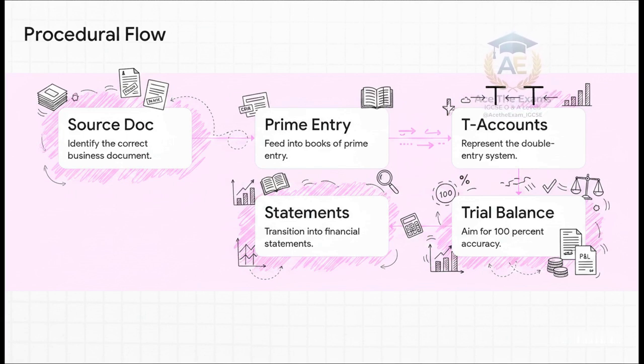It always begins with identifying the correct source document, like an invoice, a credit note, or maybe a bank statement. That document feeds into the books of prime entry, which then populates your ledger accounts. From there, it flows into the trial balance, where we're aiming for 100% accuracy, before making a totally seamless transition into the final financial statements. You absolutely must show all your workings, especially during complex adjustments for depreciation or inventory valuation. You want the examiner to be able to follow your path every single step of the way.